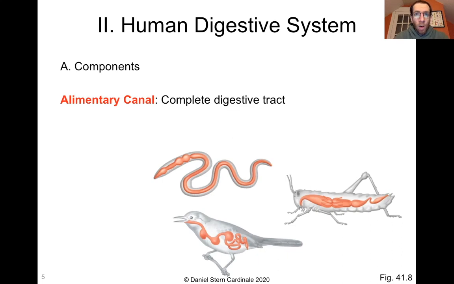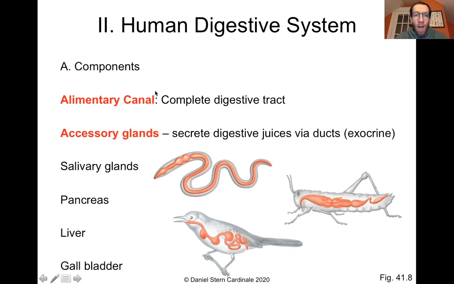Now that we've gotten our introduction out of the way, let's get into the human digestive system. We're going to start with the components, then we'll go through the process. The first term I need you to know is alimentary canal, which is just a fancy word that means the complete digestive system. So you can look at a bunch of different organisms here. They all have alimentary canals: an earthworm, a bird, an insect. The total digestive system from mouth to anus, that's the alimentary canal.